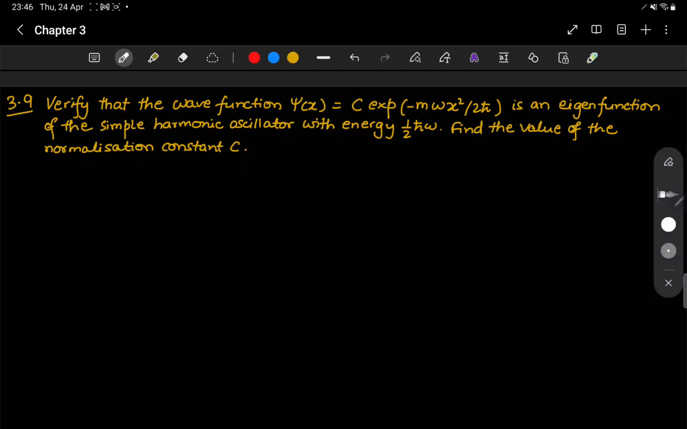Verify that the wave function psi of x equals c times exponential of minus m omega x squared over 2 h cross is an eigenfunction of the simple harmonic oscillator with energy half h cross omega. Find the value of the normalization constant c.